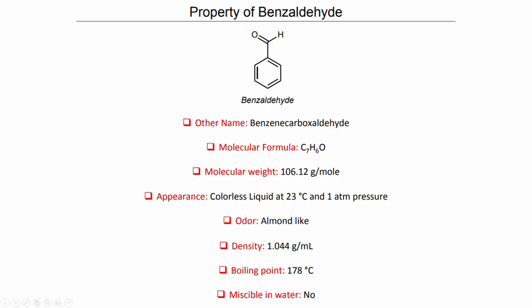And something fun about benzaldehyde is it's what gives that almond-like odor. We can use benzaldehyde to give that odor and flavor to candies. It is actually the chemical that is used for that almond-like smell and taste. It has a density of about 1.44 grams per mL, a boiling point of 178 degrees, and something else important to this lab is that it is not miscible in water.